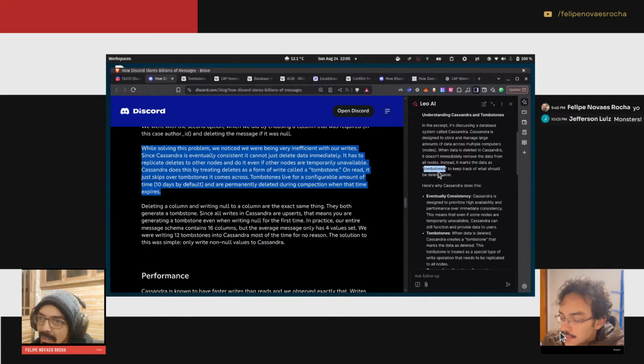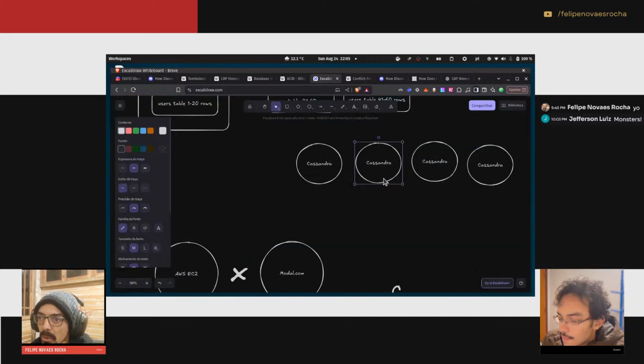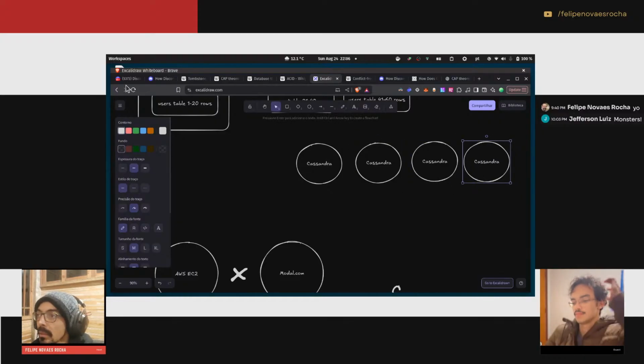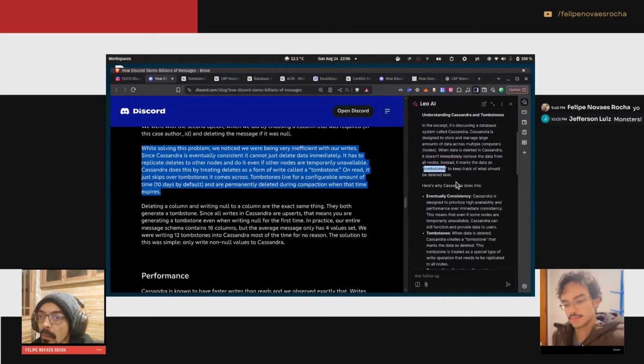It says the data is deleted, but don't remove it yet because I need to inform all the other nodes that the data is going to be deleted. I think they only clean the tombstone after all the other nodes confirm that they have removed it. Yeah, makes sense, right?